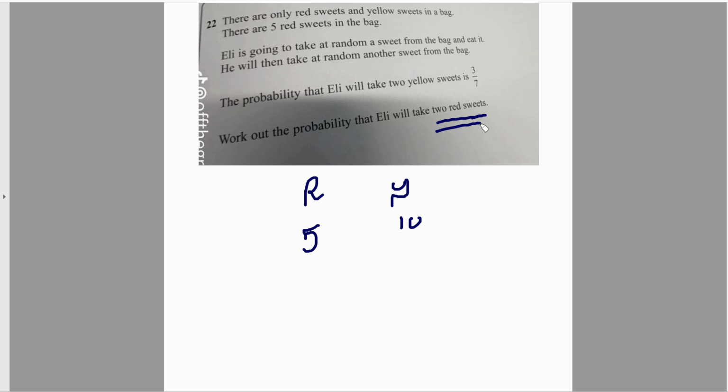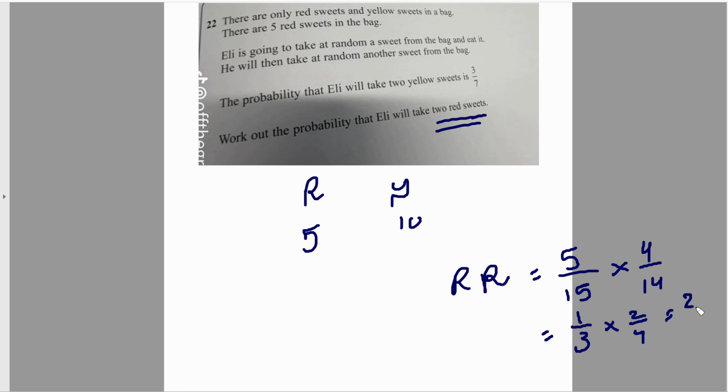What's the probability of 2 red sweets? So red followed by red, which is 5 over 15 times 4 over 14, because it's going to be 1 less. You can simplify the fractions to make it easy. So that's going to be 1/3, this fraction. And if you divide here by 2, you get 2 over 7, which is 2 over 21. And that's the answer for the hardest questions of Edexcel paper 3 higher 2026.